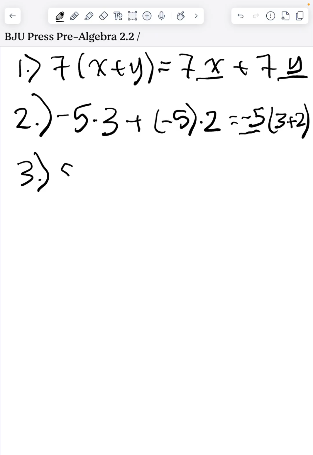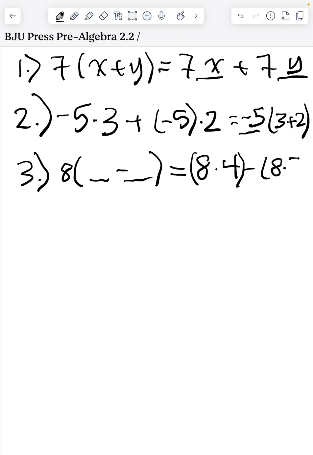Number 3, we have 8 times the quantity blank minus blank. And that's going to equal 8 times 4 minus 8 times 7. So it's telling you that 8 is being distributed to two numbers inside parentheses here. So I can see on the other side of the equal sign that the 8 was multiplied by 4 and the 8 was multiplied by 7. That means the two numbers inside here are 4 and 7.